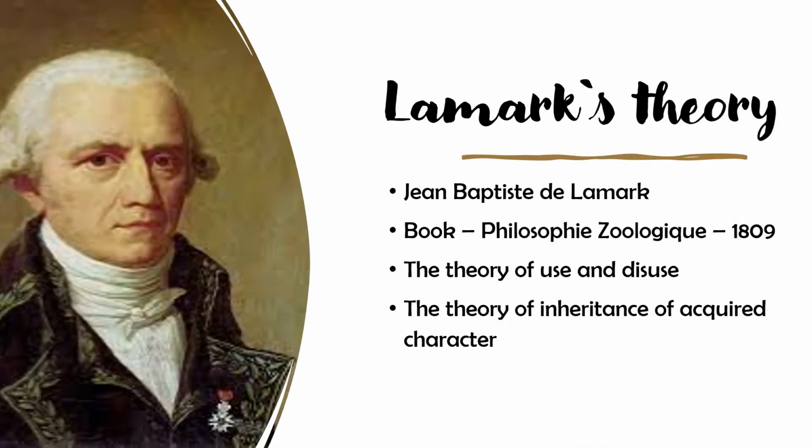So let us go on to the first theory, that is Lamarck's theory, and Lamarck's full name is Jean-Baptiste de Lamarck. He published one very famous book, Philosophie Zoologique, in the year 1809, right? And he published two principles in his theory. The first is the theory of use and disuse, and the second is the theory of inheritance of acquired characters, right? Let us go one by one. What is the concept set by Lamarck under his theory?